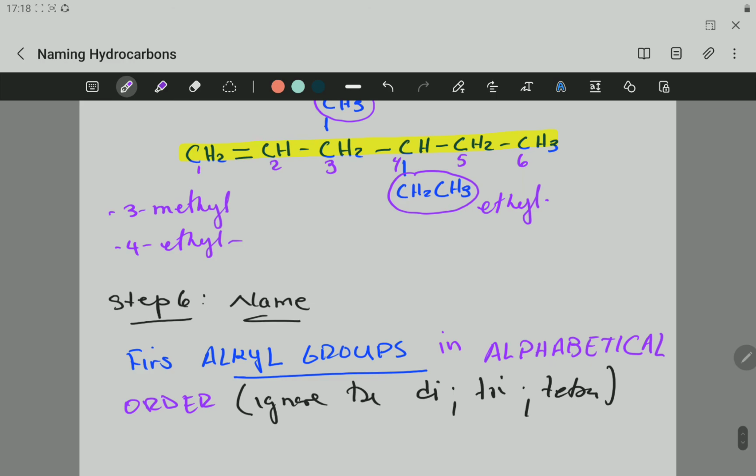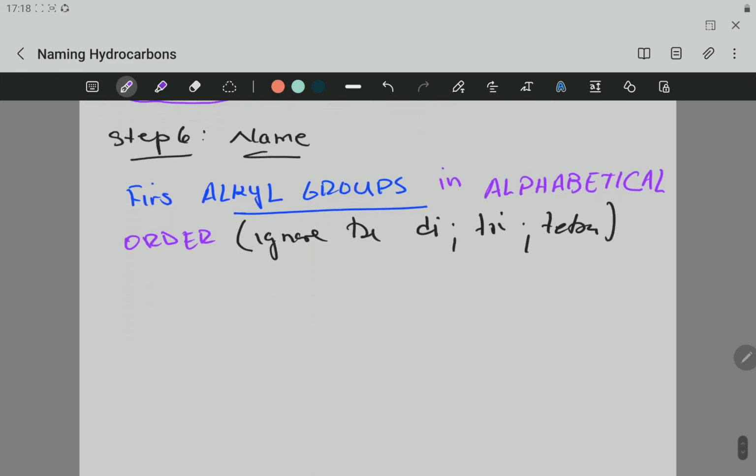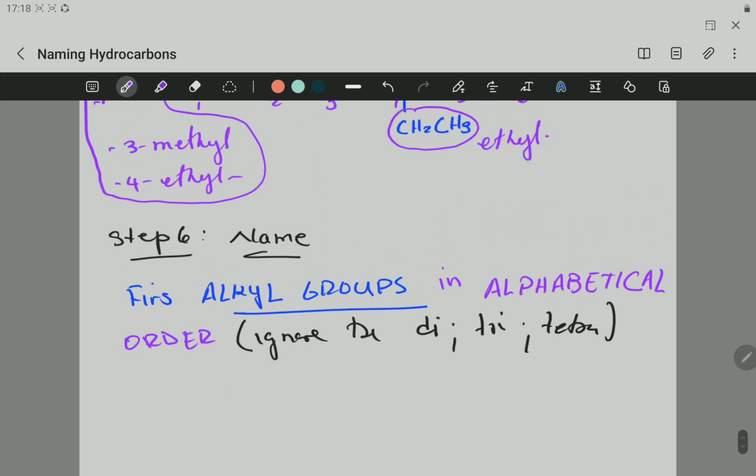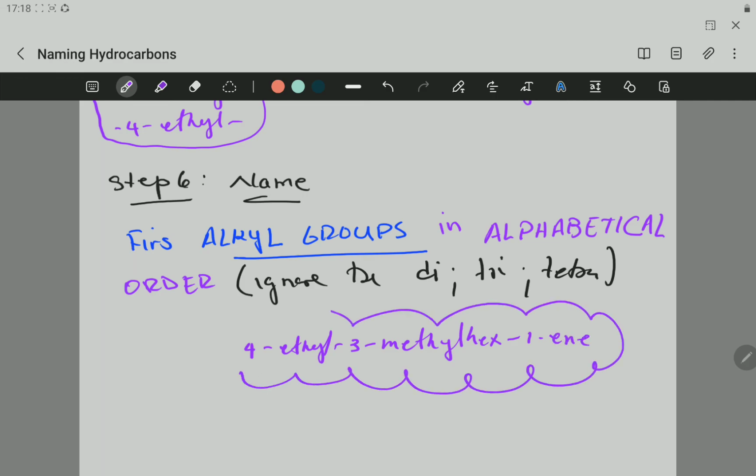And now it's time to write the name. So we have 1-ene, we have hex, and then we are going to combine the name. Always the alkyl groups first, in alphabetical order. So saying that, it is going to be first the ethyl, so it's 4-ethyl, 3-methyl, hex, 1-ene. 4-ethyl-3-methylhex-1-ene. This is the complete name for this specific compound.